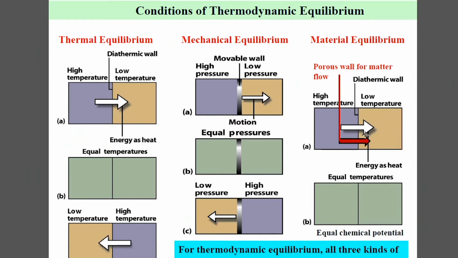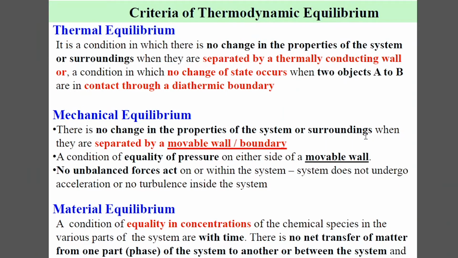We say a thermodynamic equilibrium is reached when all three equilibria are present. Okay, so now to summarize: what is the thermal equilibrium, what is the mechanical equilibrium, and what is the material equilibrium?